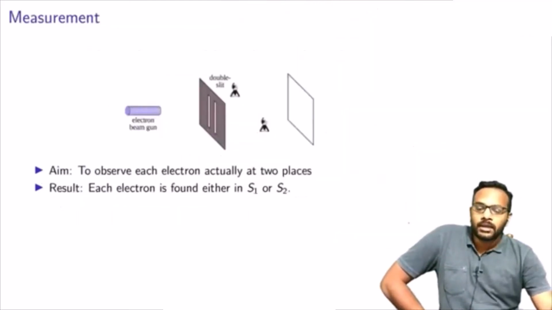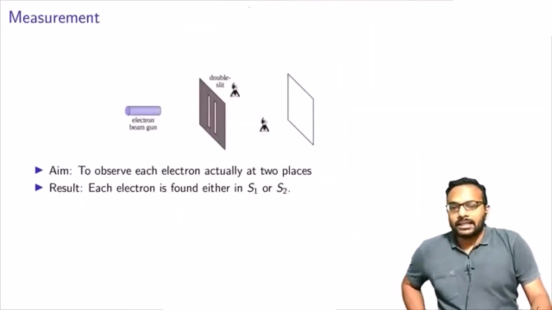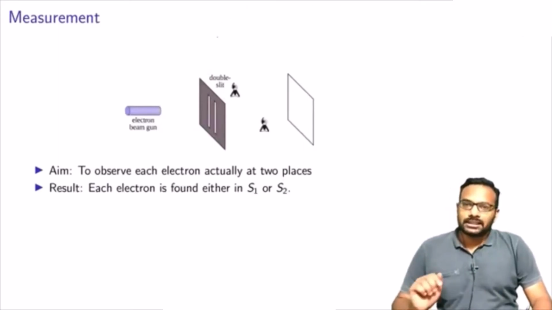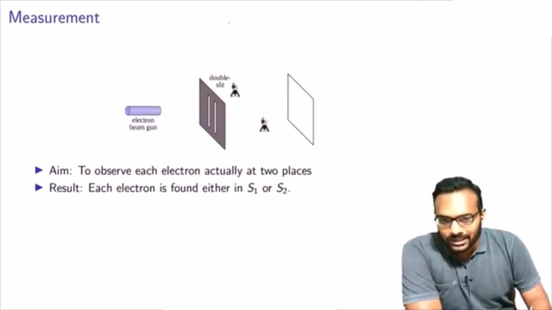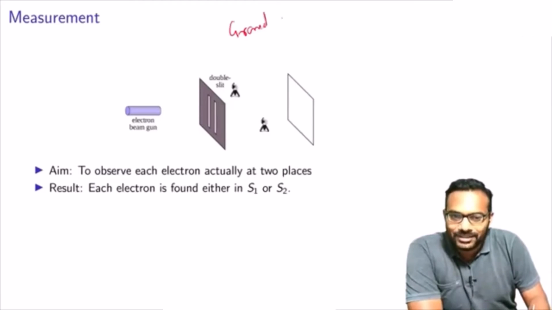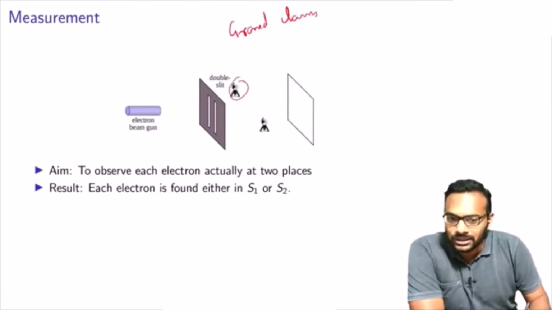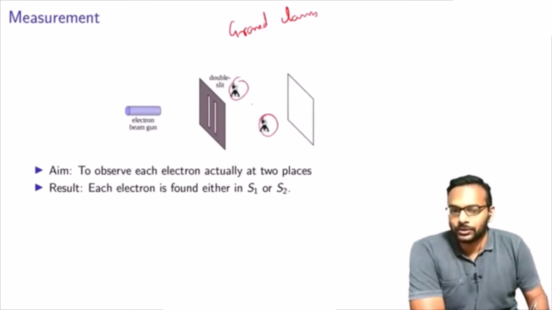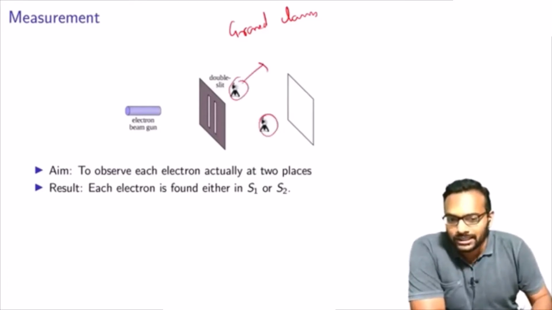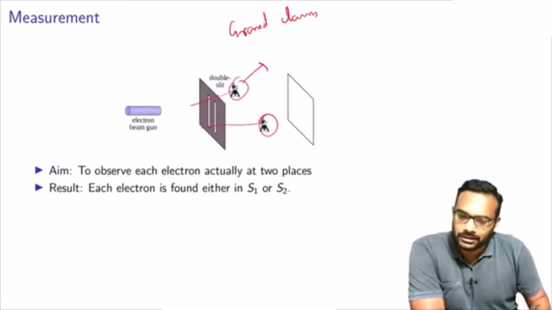Now I made a grand claim that each electron passes through both slits at the same time. It's a very grand claim, but you can actually test it. How do you test? You just put cameras behind slit 1 and slit 2. This camera can detect electrons passing through this slit, and this camera is equipped so that it can detect electrons passing through this slit. That's as simple as that.